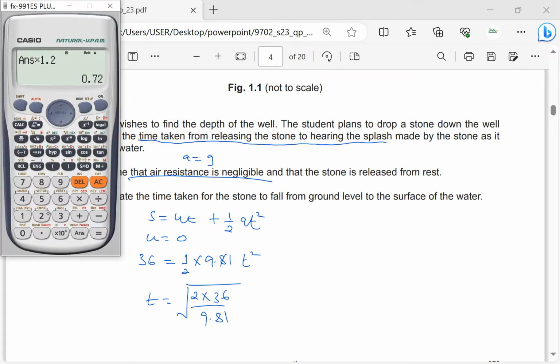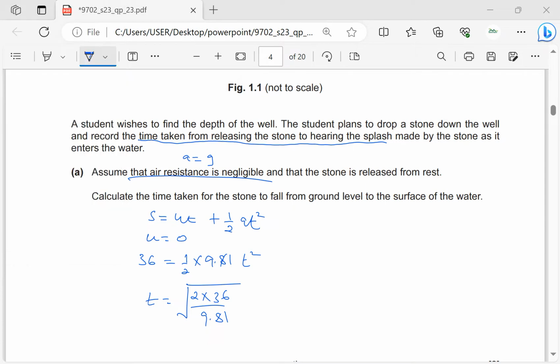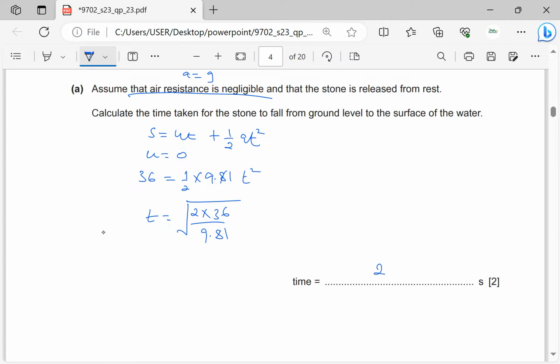So I'll press my calculator. 2 times 36 divided by 9.81, and then I take the root of the answer. So that is 2.7. So the answer here is going to be 2.7 seconds.